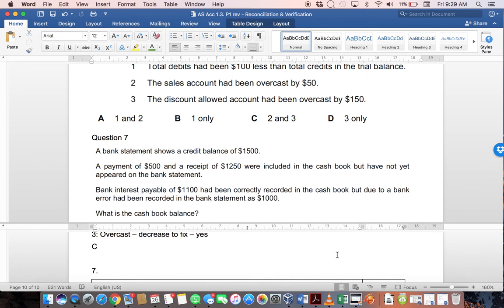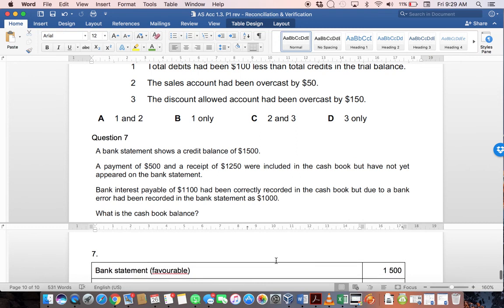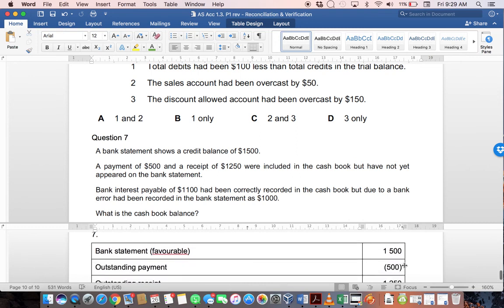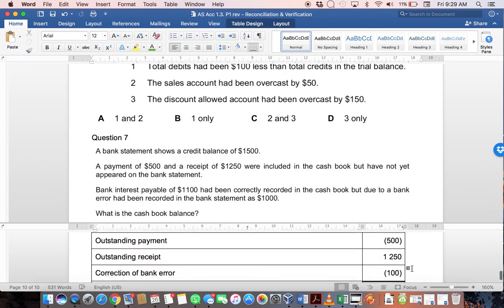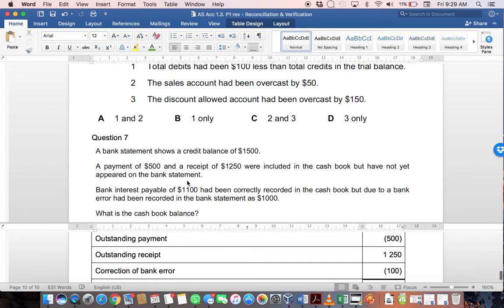As we did previously, if we can work out what the reconciled bank statement balance should be, that will give us our correct cash book. So let's start with the bank statement favorable of $1,500 as it was given. Then we are told that there's an outstanding payment of $500, so we will need to subtract that. And we are also told that there's an outstanding receipt of $1,250, so we would need to add that on.